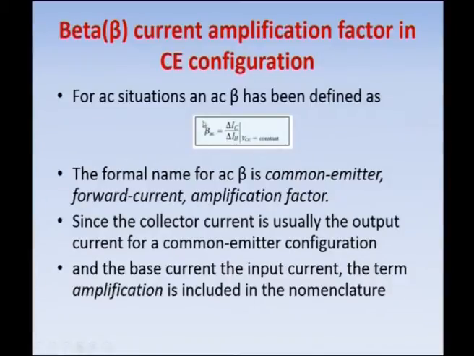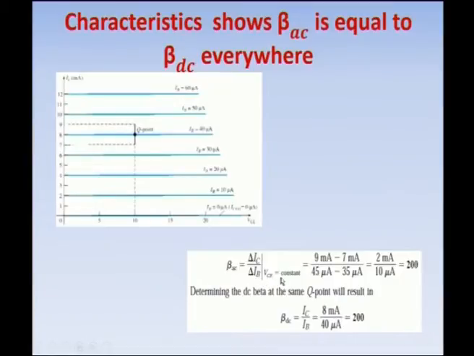For AC situations, beta AC is calculated as del IC by del IB, that is the change in the collector current to the change in the base current with the collector emitter voltage constant. So, it is calculated from the graph, the change in the collector current and the change in the base current, and we have seen that beta AC as well as beta DC are one and the same. At each point in the characteristics, beta AC and beta DC are one and the same.